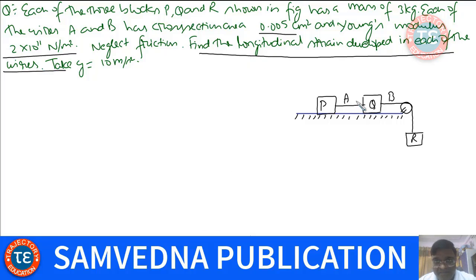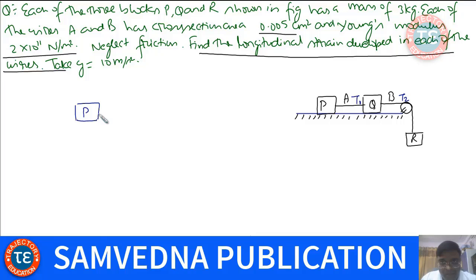See, before I calculate longitudinal strain, I will calculate longitudinal stress. The Young modulus is given to me. So once I calculate stress, I will do stress by Young modulus. And in order to find a stress, we have to find tension. Tension in wire A and tension in wire B. Suppose tension in wire A is say T1 and tension in wire B is say T2.